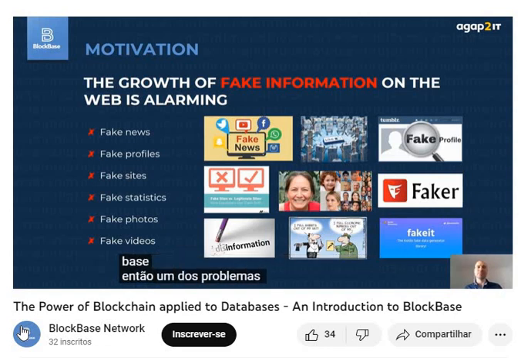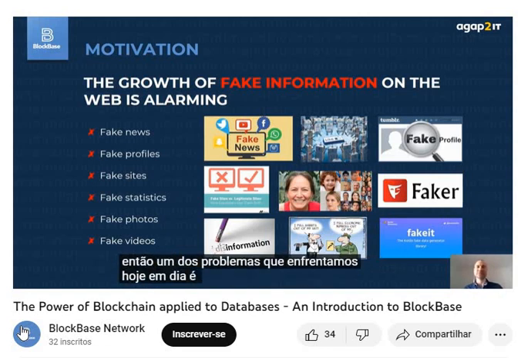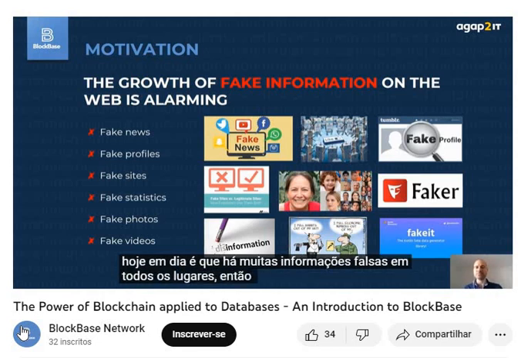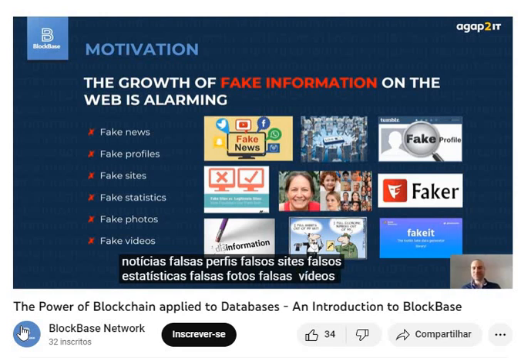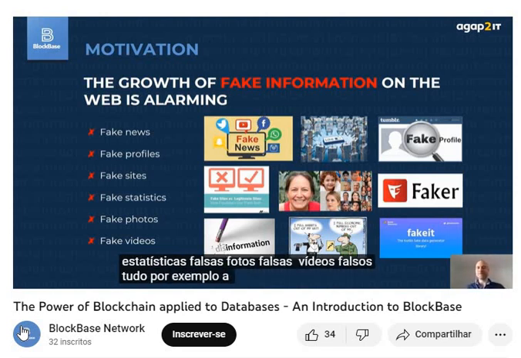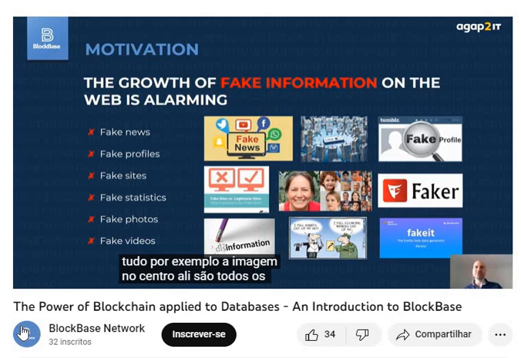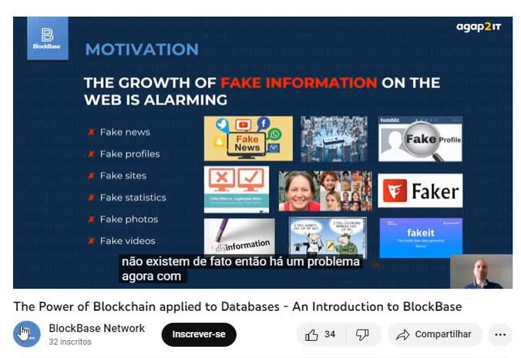One of the problems we're facing nowadays is that there's a lot of fake information everywhere. You've got fake news, fake profiles, fake sites, fake statistics, fake photos, fake videos, fake everything. For example, the image in the center there with all the faces: all those faces were generated by a computer, so they're people that don't exist, in fact. So there's a problem right now with fake information, okay?